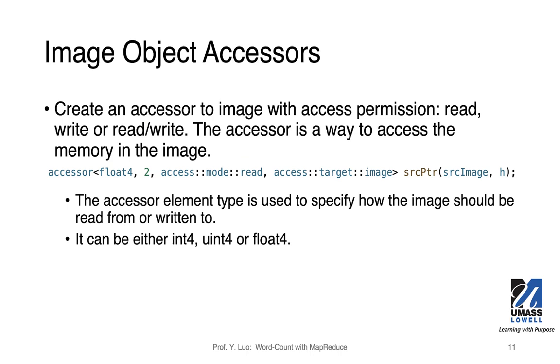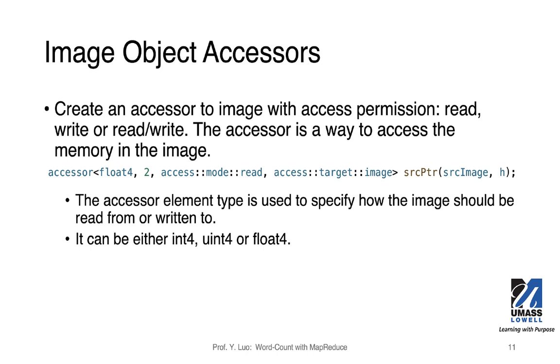Next thing we have to do is create an accessor to access the image. Similar to accessors to buffers, we need to create this accessor to the image with access permissions. It could be read, write, or both read and write. The accessor is a way to access the memory in the image.